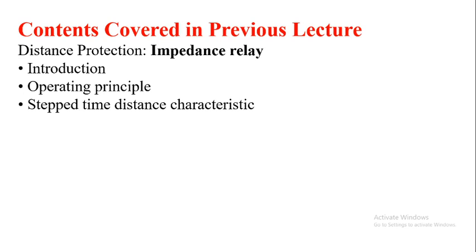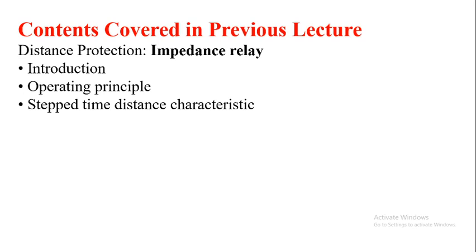For an extra high voltage transmission line or a simple high voltage transmission line, protection is very important. The protection which is provided for such a transmission line is known as distance protection. The term distance comes here because these relays operate based on the distance between the point where the relay is located and where exactly the fault is. The distance between these two is considered, hence the name distance protection.